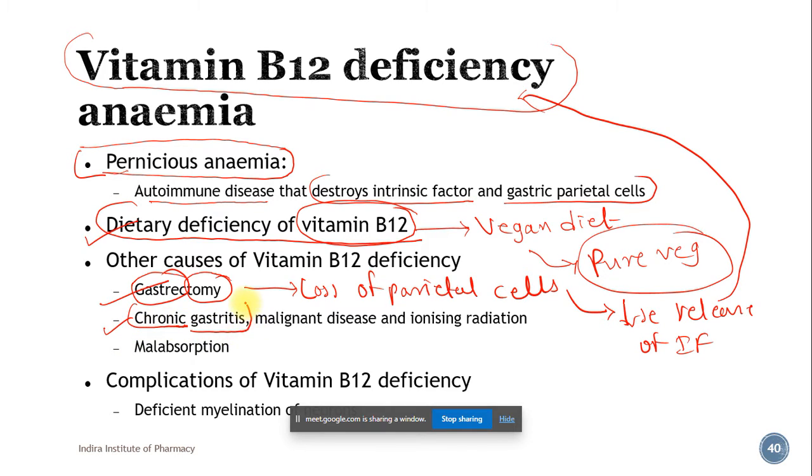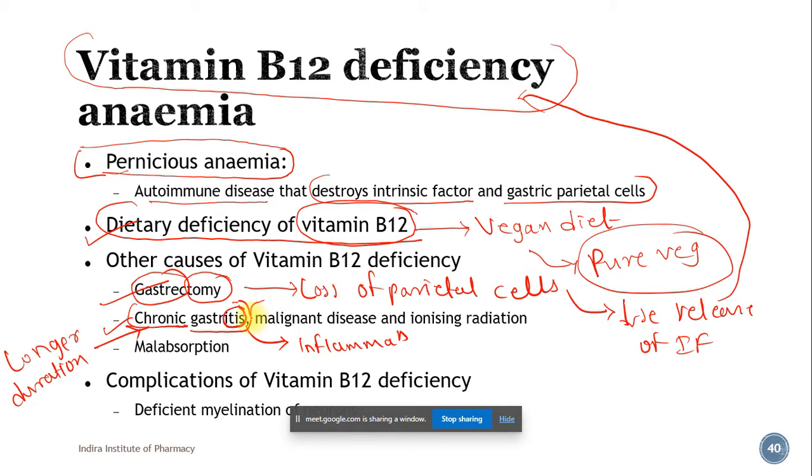The next is chronic gastritis. Okay, so I have told you, when the suffix is itis, it means inflammation. Chronic means for a longer duration of time. Okay, the inflammation of the mucosa of the stomach, which is for a longer duration of time, causes loss of parietal cells, thus decrease in the release of intrinsic factor, and thus vitamin B12 deficiency.